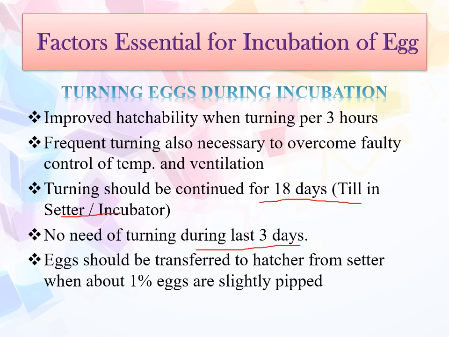Eggs should be transferred to the hatcher from the setter when 1% of eggs are slightly pipped. So generally, once the 18 days are completed in the incubator, 1% of the eggs are slightly pipped. It means in 1% of eggs, you can see the outer shell will have a very small hole. So at that time, they are transferred into the hatcher for the last 3 days. Or otherwise, whenever the 18 days are completed in the incubator, they are transferred for the last 3 days to the hatcher after candling. So what happened?